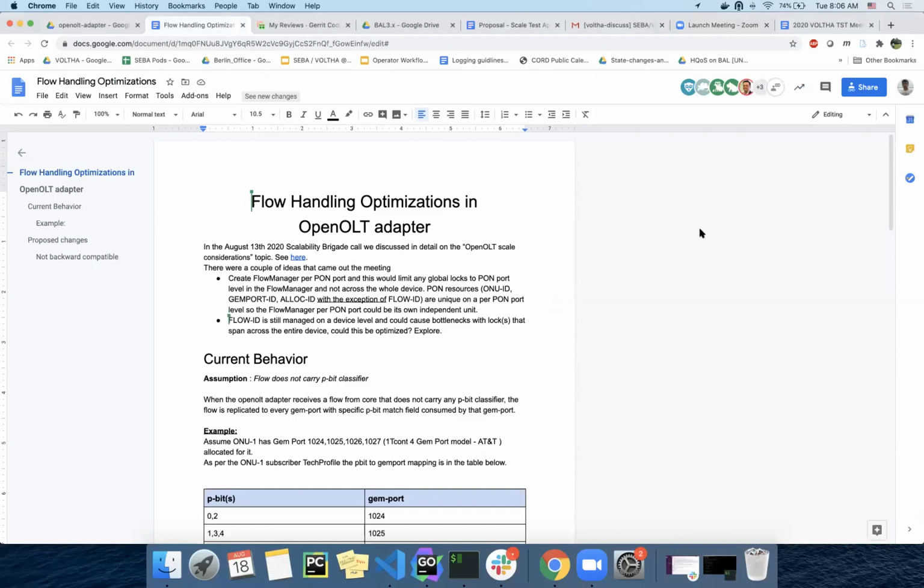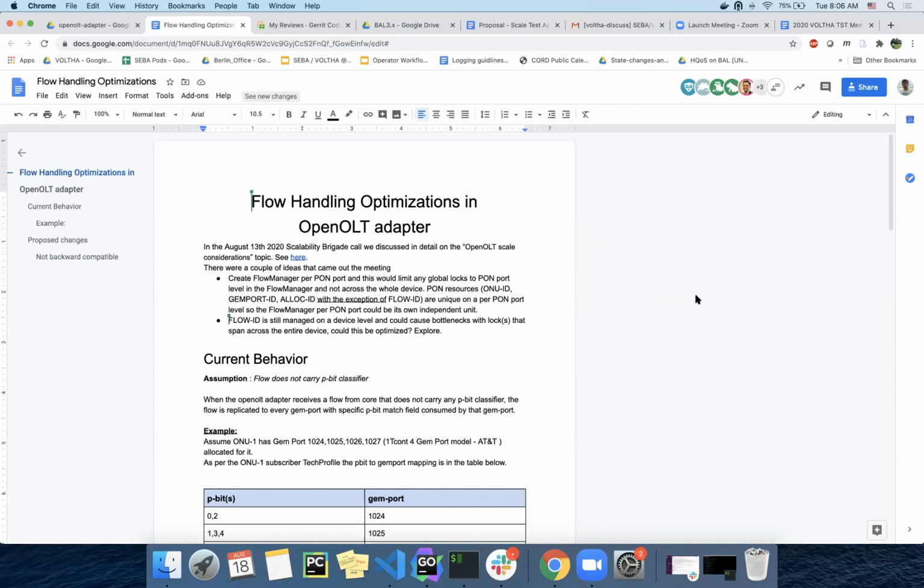Okay, let me dive into this document now. As per the last scalability brigade call, it was discussed that Tio was seeing issues with flow adds, where the adapter would sometimes take more than 10 seconds to respond to flow adds. So we discussed some optimization schemes in the OpenOLT adapter that could possibly get us out of this problem.